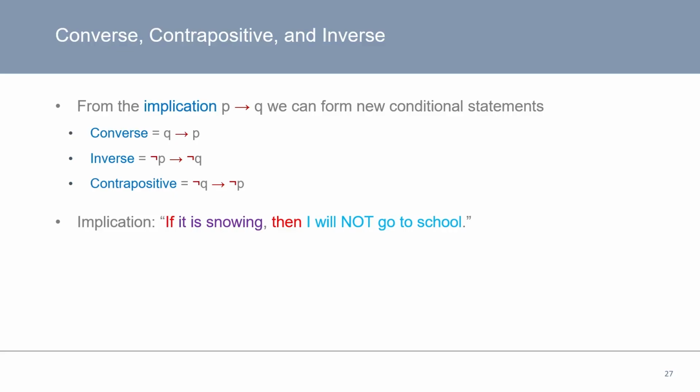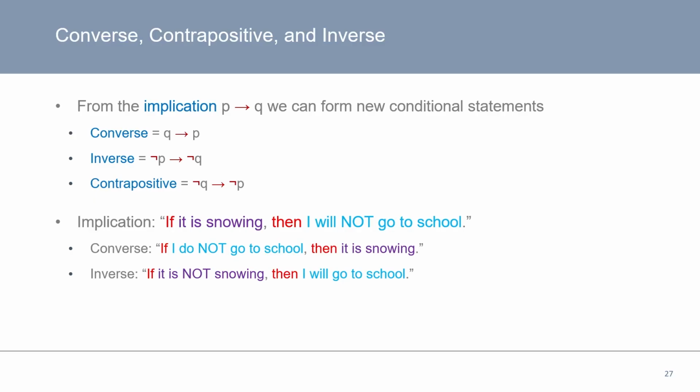Here's an example starting with another original implication. If it is snowing, then I will not go to school. The converse would be, if I do not go to school, then it is snowing. The inverse would be, if it is not snowing, then I will go to school. And the contrapositive would be, if I will go to school, then it is not snowing.